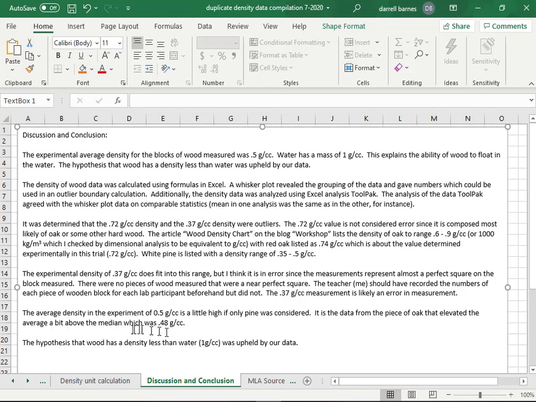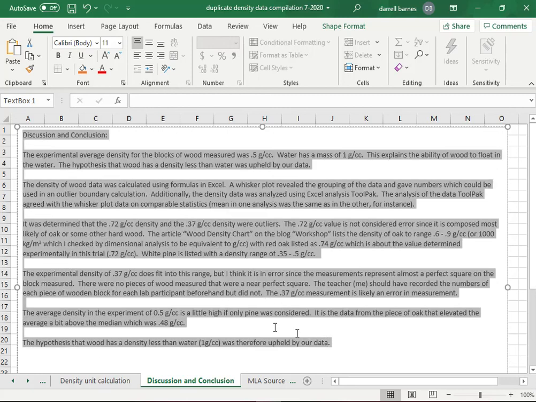The average density in the experiment was 0.5 gram per cc. Is a little high if only pine was considered. It is the data from the piece of oak that elevated the average a bit above the median, which was 0.48 grams per cc. The hypothesis that wood has a density less than water was therefore upheld by our data. Okay, now let's hit this with a grand spell check.